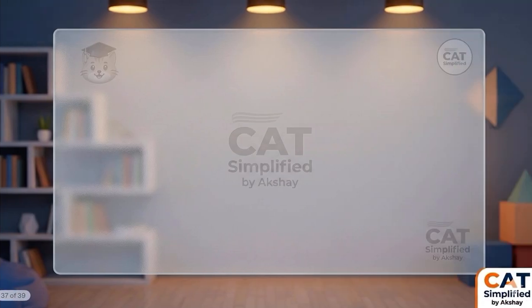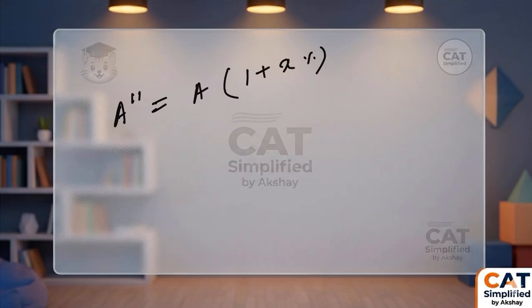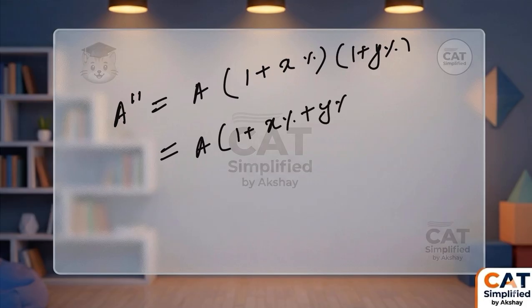And let's say we complicate it. We actually not complicate it. Let's say someone was telling us that we are not giving discounts, we're increasing the prices. So it's going to be very straightforward again. A double dash is going to be equal to A into (1 plus X percent) into (1 plus Y percent). So the formula becomes A into 1 plus X percent plus Y percent plus XY percent divided by 100, because there were 2 percentages in this.